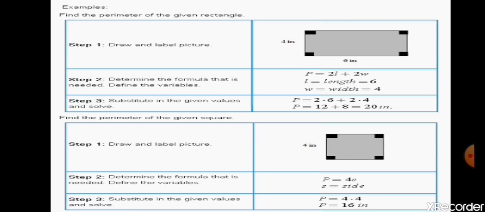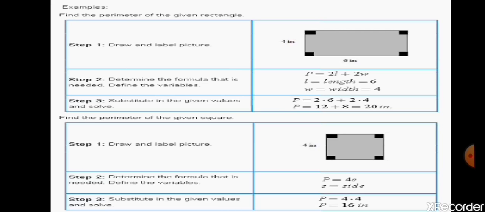Next example is, find the perimeter of the given square. Here the side of the given square is 4 inch. The perimeter of a square is 4 into side, or we also say side plus side plus side plus side. Here the sum of 4 sides gives us the perimeter. Now the side of the given square is 4, then the perimeter of the square is 4 into 4, which is 16.